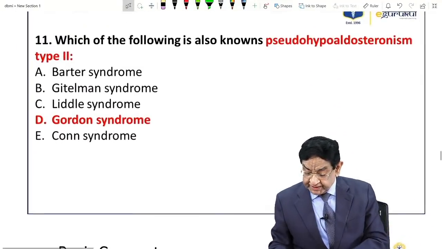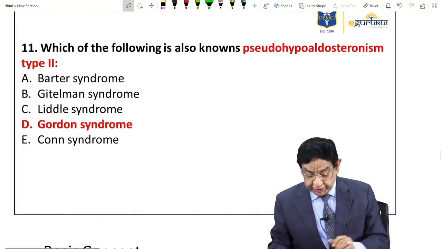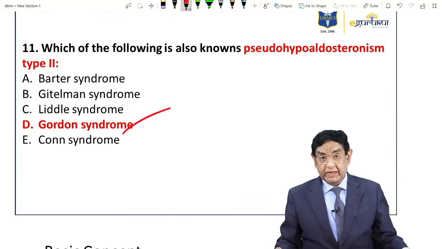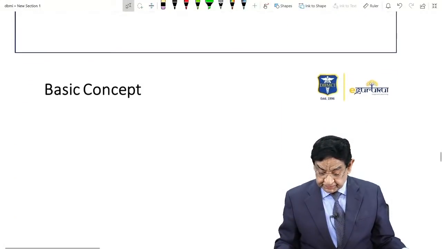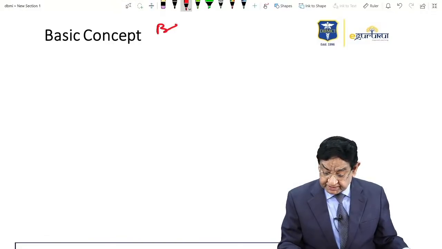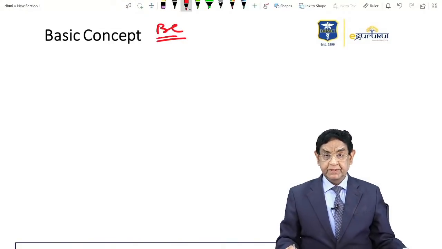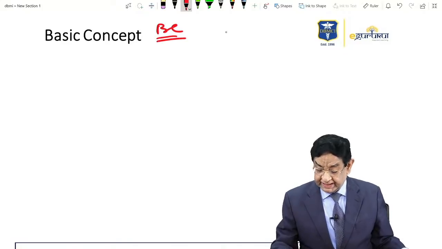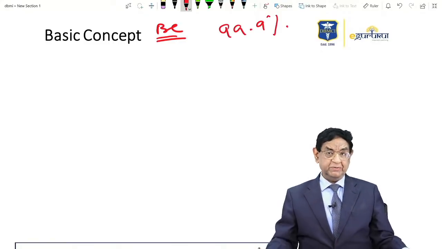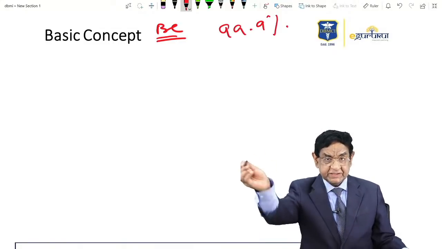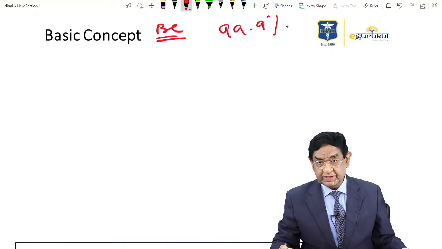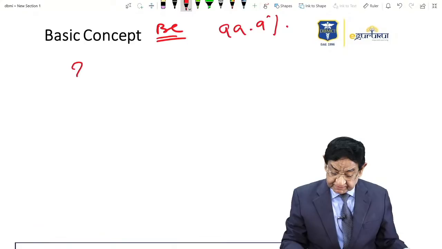Which of the following is known as pseudohypoaldosteronism type 2? Gordon syndrome. Well, what is Gordon syndrome? Let's learn the basic concept about Gordon syndrome. 99.9% of students are not aware of Gordon syndrome. And it is this condition where chloride shunt occurs. What is this? Let's learn the basic concept.